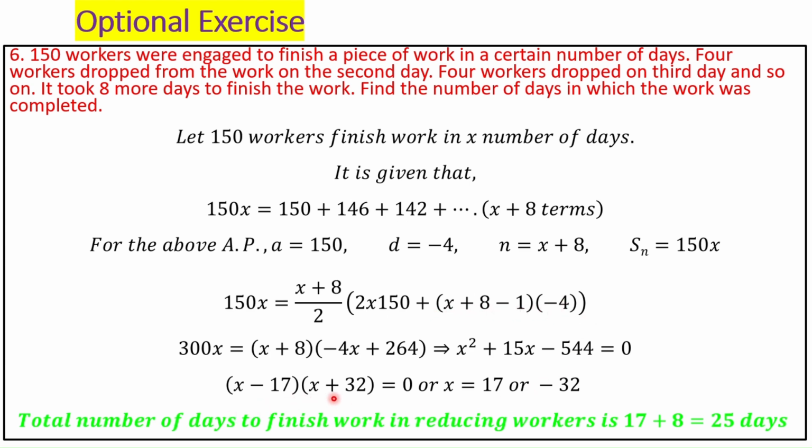If you simplify, you will get a quadratic equation. You solve it, basically you get X equal to 17 or X equal to -32. Definitely number of days cannot be negative, so X equal to 17. That means the total number of days to finish the work with reducing workers. Normally they can finish in 17 days, but this time because every day 4 people are reducing, they took 25 days. That is 17 plus 8, 25 days. That's the answer. Next.